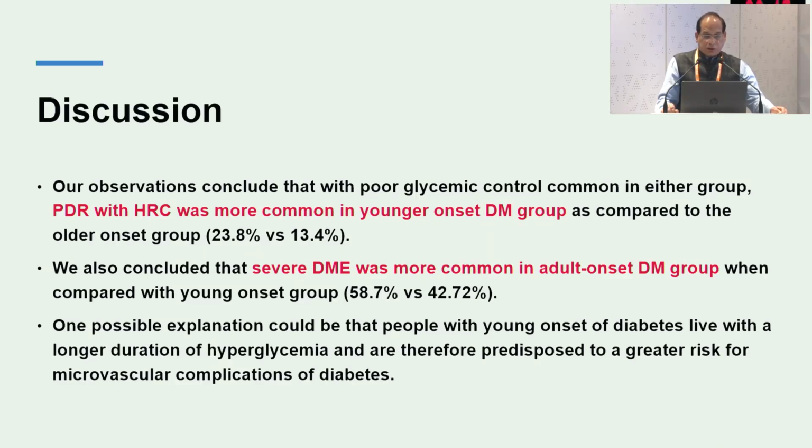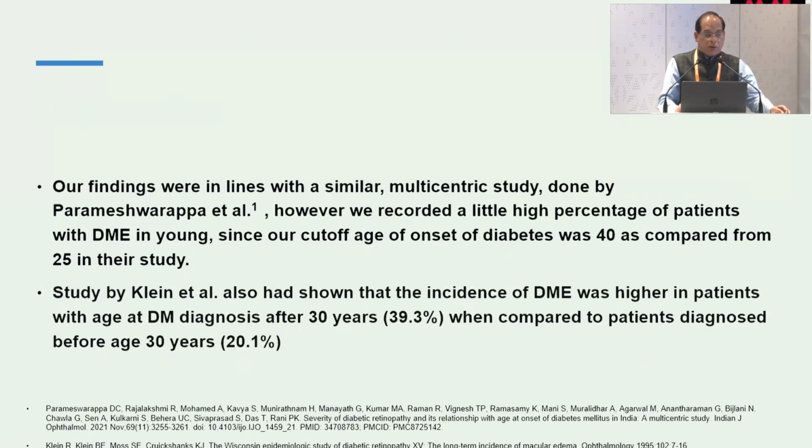One possible explanation could be that people with young onset of diabetes live with hyperglycemia for a longer duration, and are therefore predisposed to a greater risk of microvascular complications. Our findings were in line with the multicentric study by Paramasima et al. However, we recorded a slightly higher percentage of patients with DME in the young because our cutoff age of onset was 40, compared to 25 in their study.